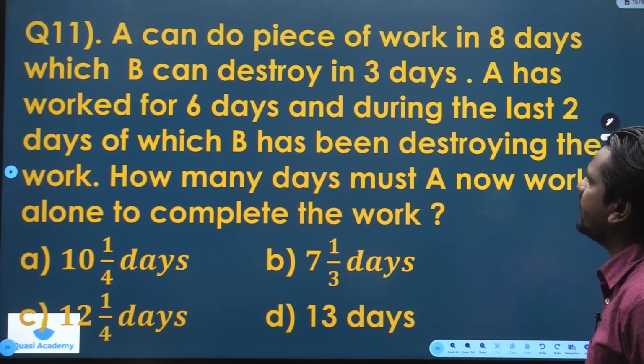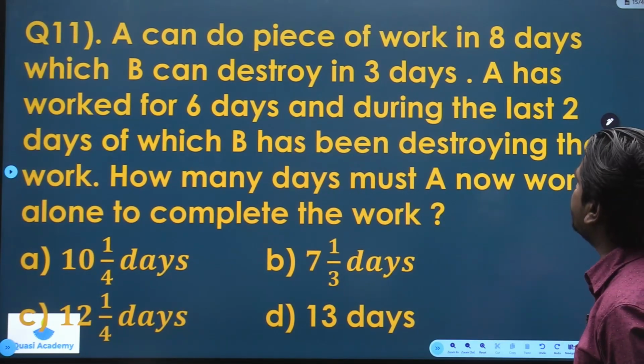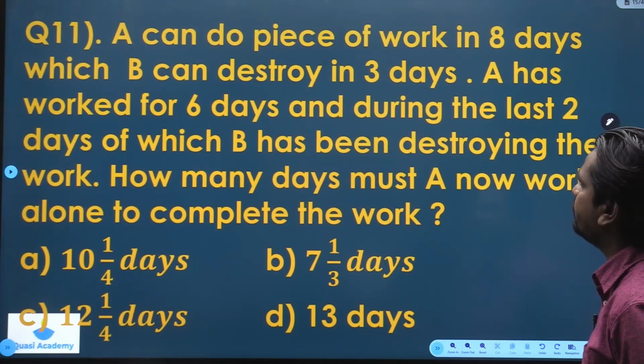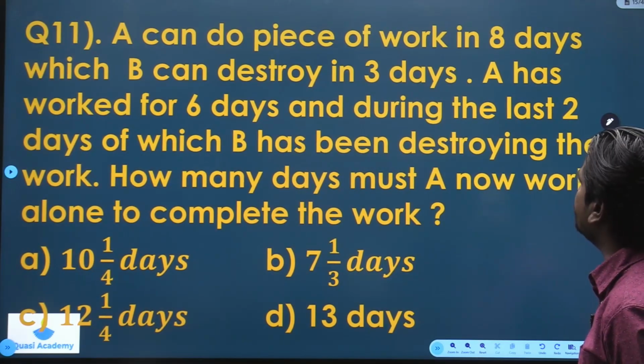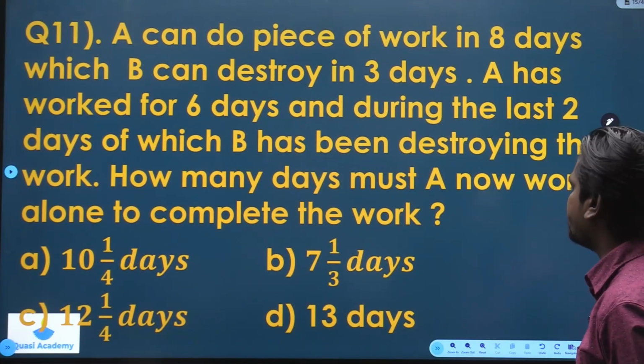A can do a piece of work in 8 days which B can destroy in 3 days. A has worked for 6 days and during the last 2 days of which B has been destroying the work. How many days must A now work alone to complete the work?